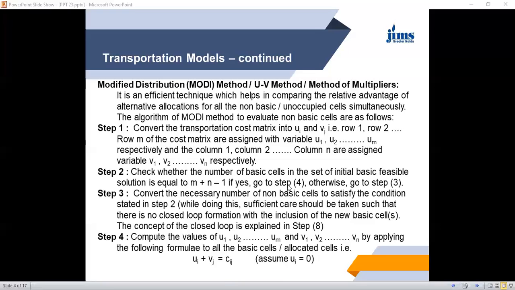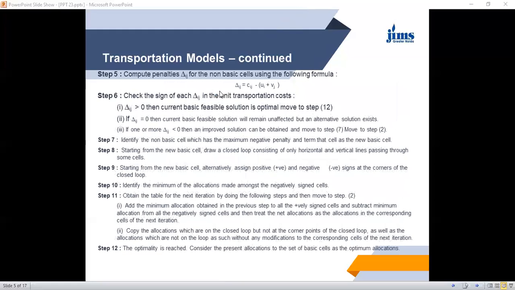So here we consider that number of occupied cells is exactly equal to m plus n minus 1. So we consider the step 4. So what is the step 4? That we compute the value of all ui, u1, u2, um, and v1, v2, vn by applying the formula ui plus vj is equal to cij. To start with, we consider either one value of ui or one value of vj equal to 0. So say we consider u1 is equal to 0. And then we calculate the values.